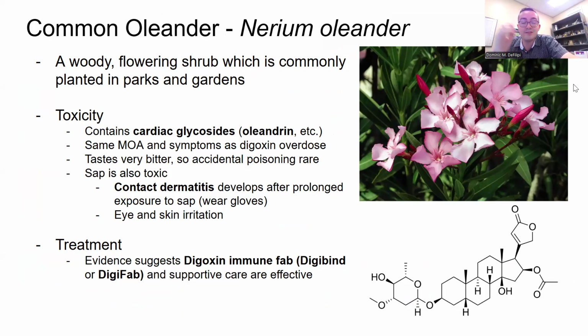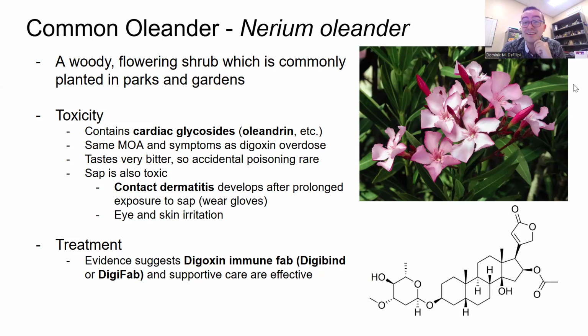It contains cardiac glycosides like oleandrin, which function in the same way as other cardiac glycosides like digoxin. It has the same MOA, same mechanism of action and symptoms as digoxin overdose, which follows that cardiotoxic toxidrome. However, you do not have yellow halos with oleander or oleandrin poisoning. Now, oleander tastes very bitter, so accidental poisoning is very, very rare. However, intentional poisoning as part of an attempt to take one's own life is unfortunately not as rare.